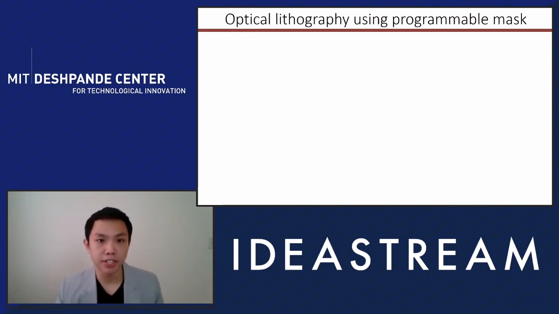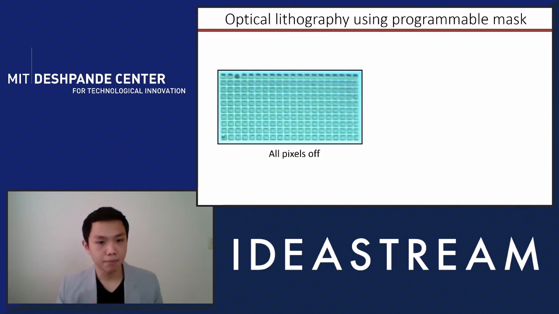So now I will show you the results of optical lithography done using our programmable mask. I will show you images of photoresist pattern that remains after we have done lithography using our mask. So here's an image of the photoresist that remains on the substrate after doing lithography using our mask. And in this case, all the pixels are turned off. By turning off, I mean that all the pixels are being set to an opaque state so that it blocks light. In this case, you can clearly see that photoresist remains on all regions of the substrate.